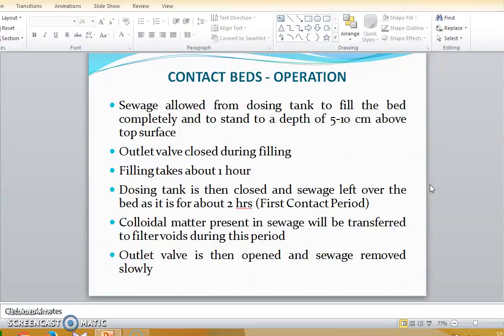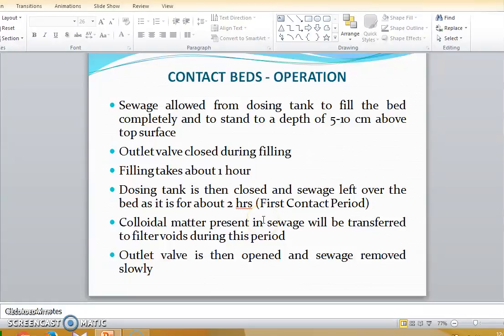So, moving on to the operation of contact beds. Initially, the sewage from the dosing tank is allowed to fill the bed completely. Then it is allowed to stand to a depth of 5 to 10 cm. The outlet valve is closed during filling, and this filling will take about 1 hour. Then the dosing tank is closed and the sewage is left over the bed as it is for 2 hours. And this period is known as the first contact period.